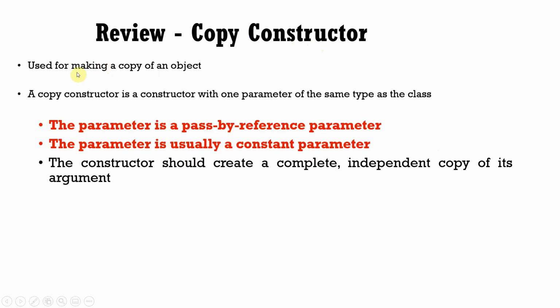A copy constructor, used for making a copy of an object, is a constructor with one parameter of the same type as the class. The parameter has to be passed by reference, and the parameter is usually a constant parameter. The constructor should create a complete independent copy of its argument. This one is very important, and we're going to see what this means. So here, the copy constructor should create an independent copy of its argument. Okay.